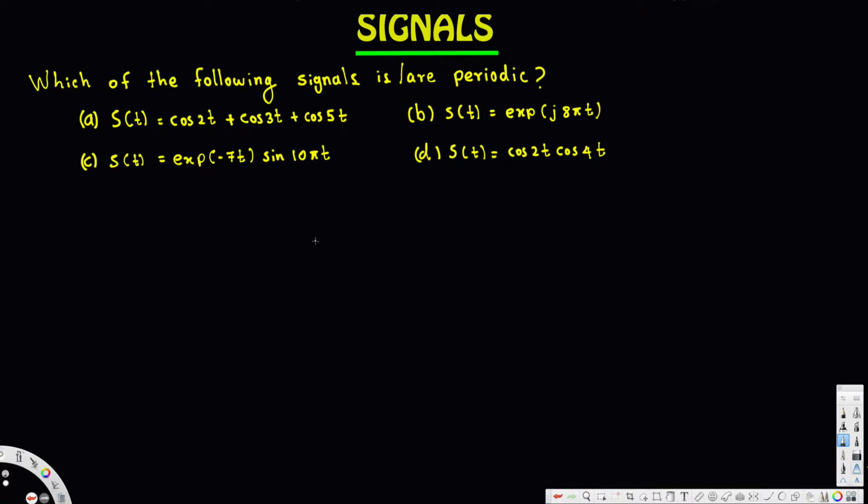Let's look at this problem right here. This question is asking which of the following signals is or are periodic. Now let's check the options one by one.